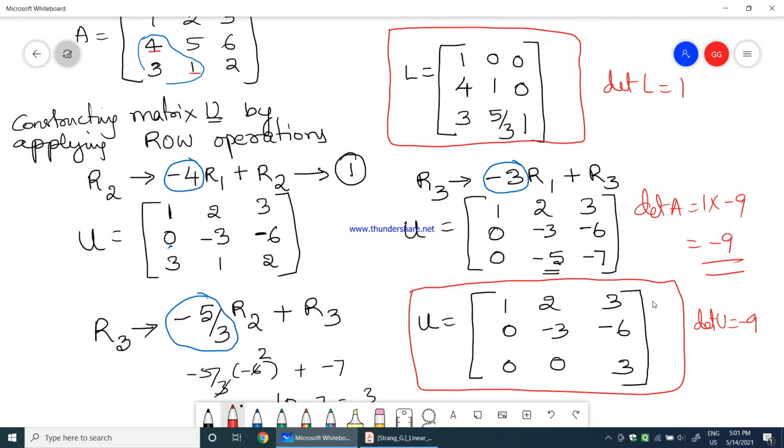Okay. So this is the second method that we use to do LU factorization for a given matrix A. Okay, I hope you people have understood both the methods to factorize the given matrix into a lower triangular matrix multiplied by an upper triangular matrix.